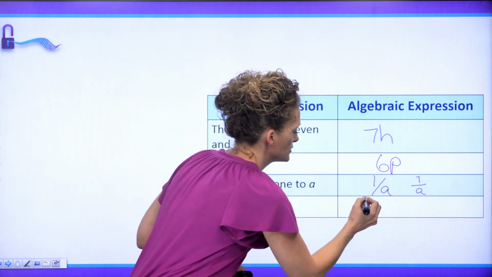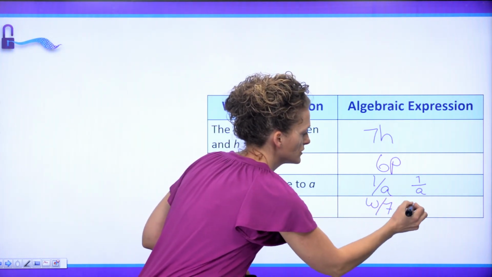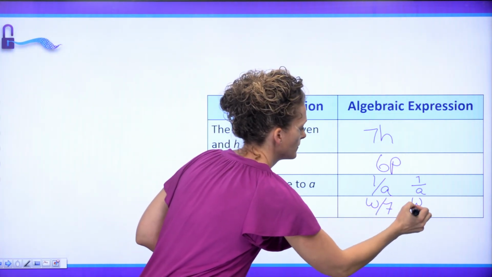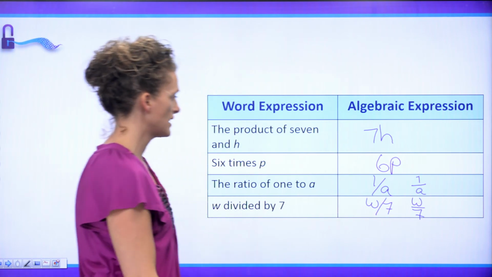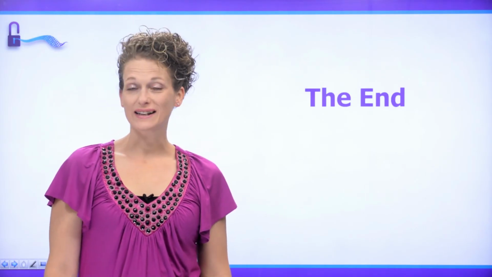And then we have w divided by 7. Again, we can have these written in 2 different ways. And again, they mean the same. And that's our lesson on writing expressions.